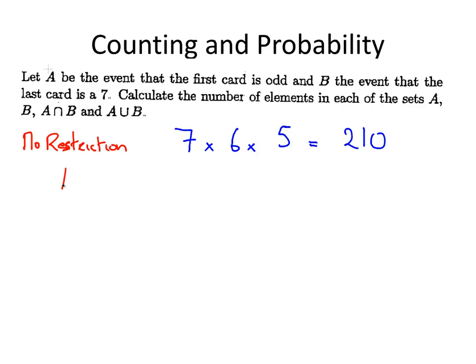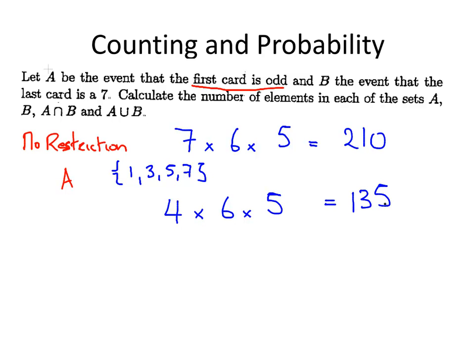Okay, so event A. What we have to remember is that the first card is odd. So what are the odd numbers here between 1 and 7? 1, 3, 5, and 7. So essentially we apply the first restriction. We can only choose from 4 of the cards to be in compliance with event A. Once we have picked one of those 4, we can pick any of the remaining 6 for the second card and any of the remaining 5 for the third card. So that's 120 is the answer to that one.